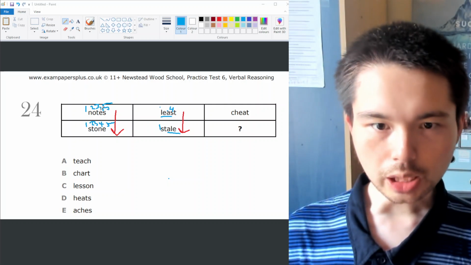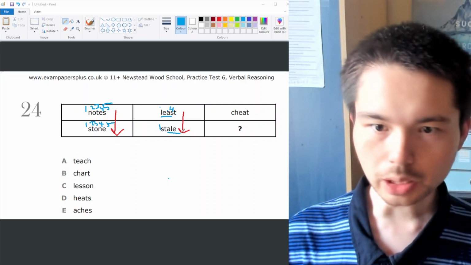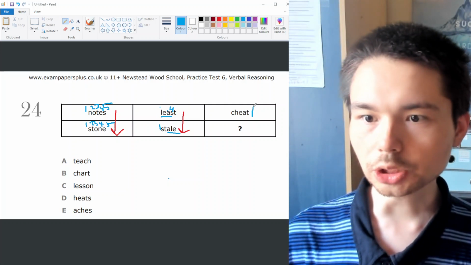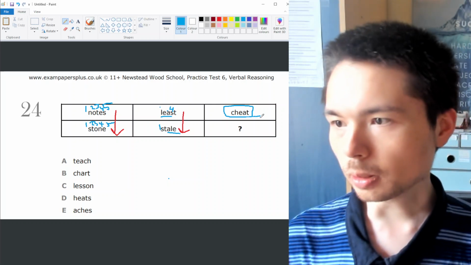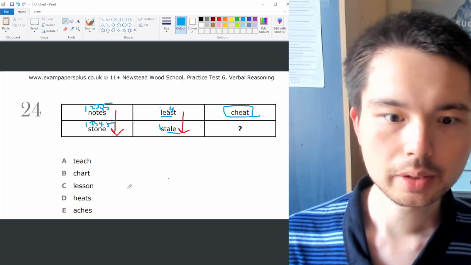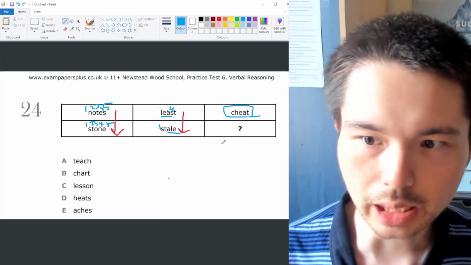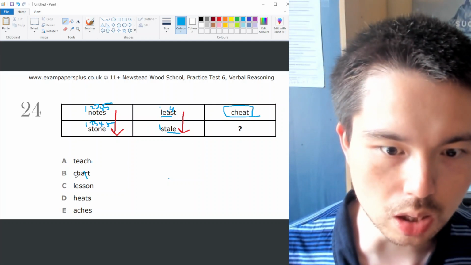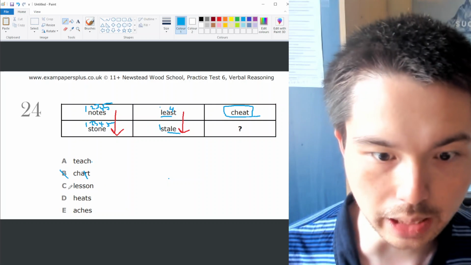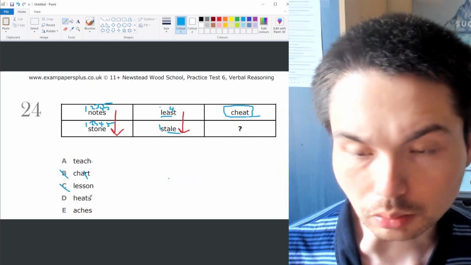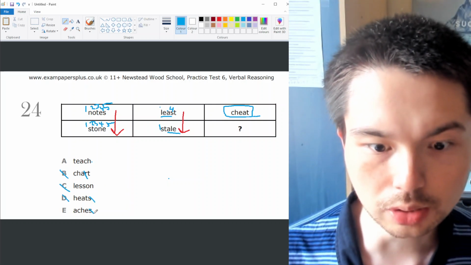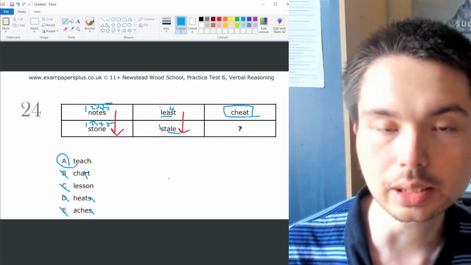I thought you switched this with that, switch with that, switch. Who cares, mate? It's just switching them round, so then we still use all the same letters. So if we go with A, T-E-A-C-H, they are all there, so that's possible. Chart, well, there's no R, cross it off. Lesson, there's no S's. Heats, S. And aches, there's no S as well. So really the answer is A.